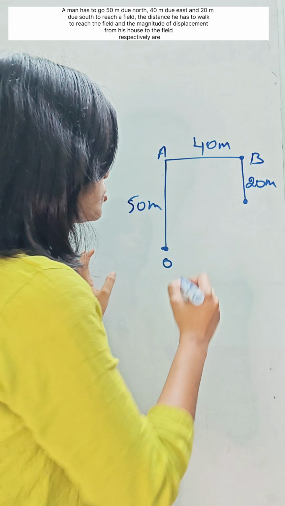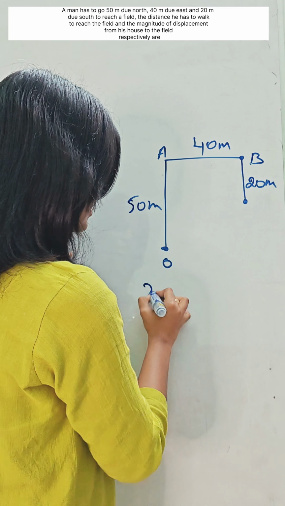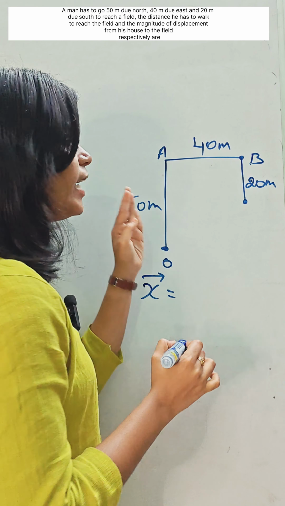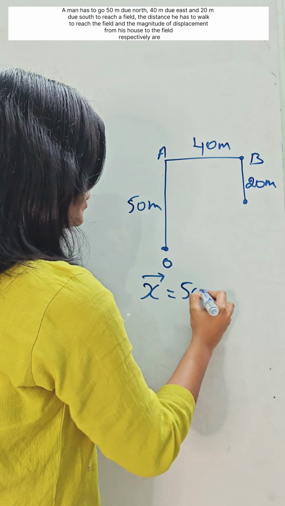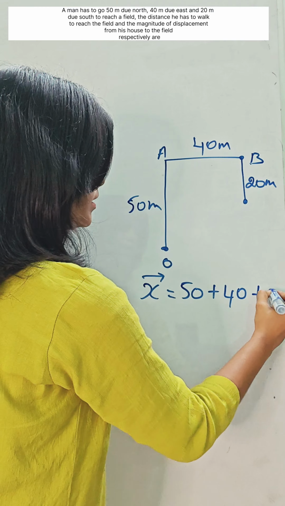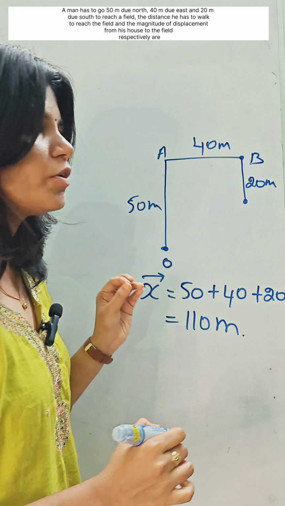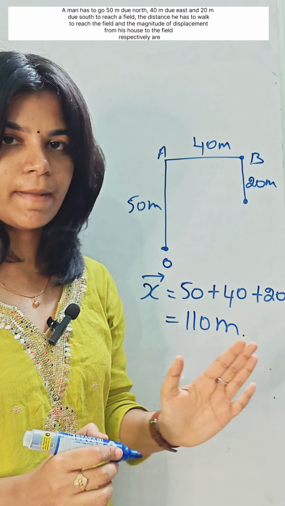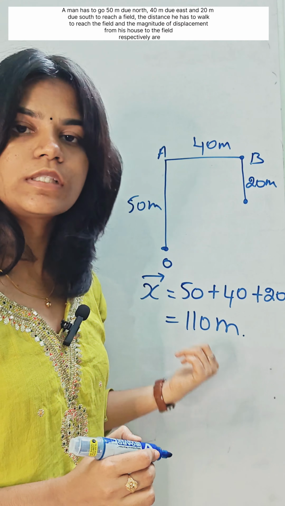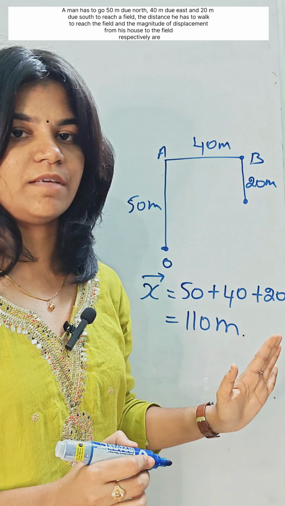It's very simple. Generally, imagine what the distance is here. You want to add every segment, that is 50 plus 40 plus 20. Finally we get 110 meters, right? So here the distance is about the path. Whenever you're talking about the distance, you want to add each and every segment.